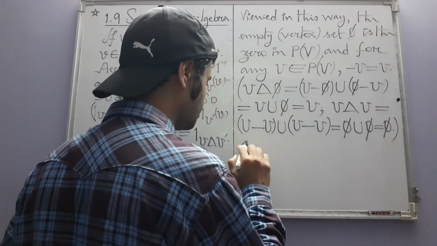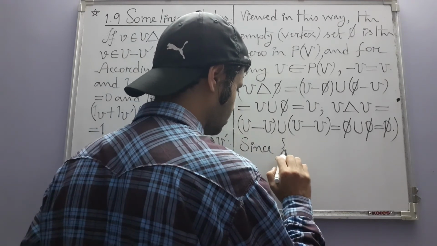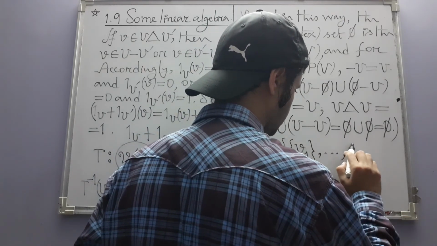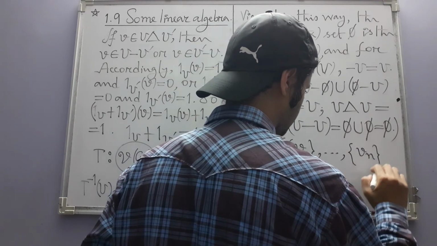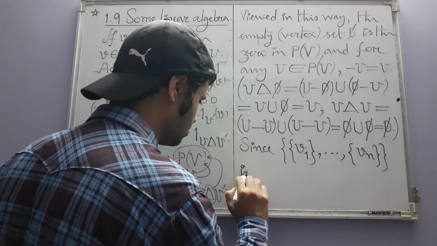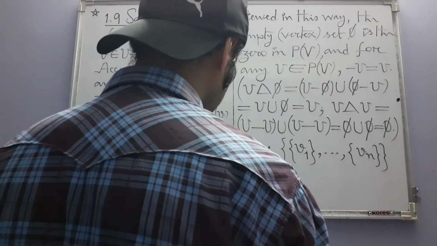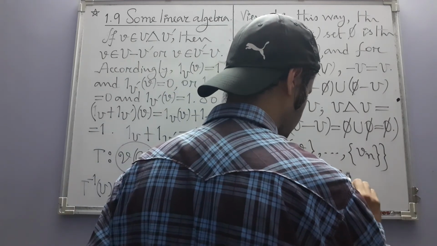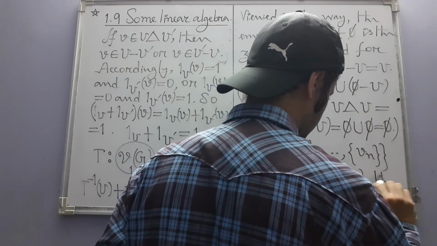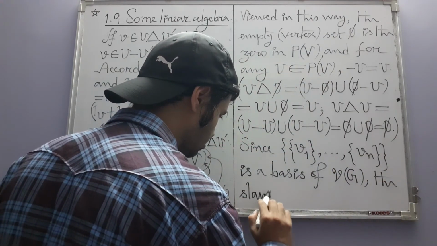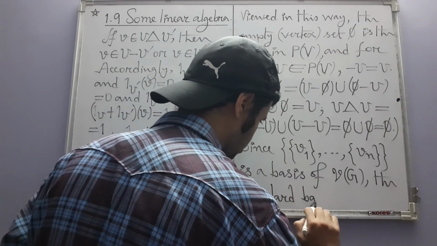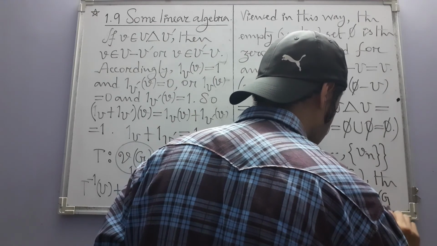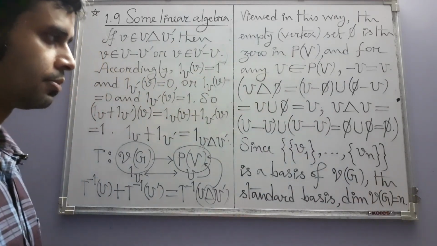Okay, now since this is a basis of nu of G, namely its standard basis, the dimension of our vector space is n. Now what the hell is this?